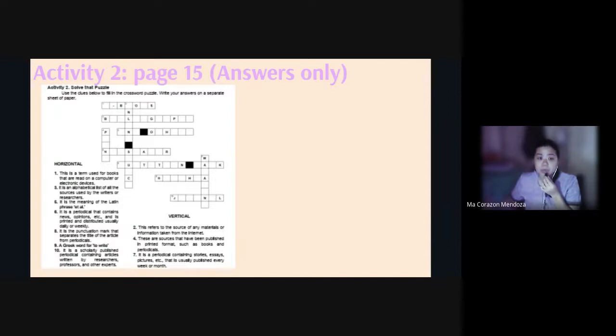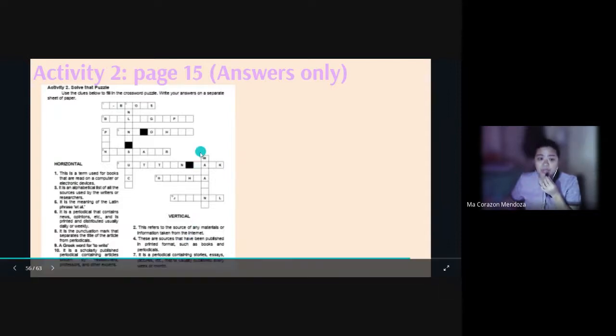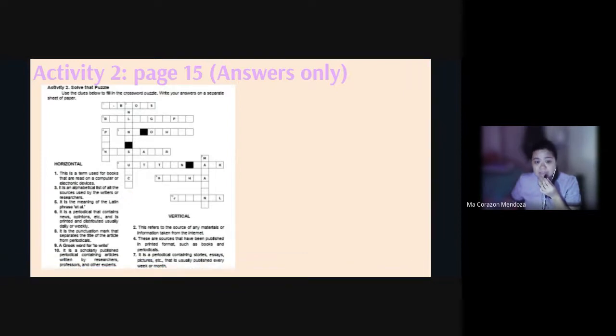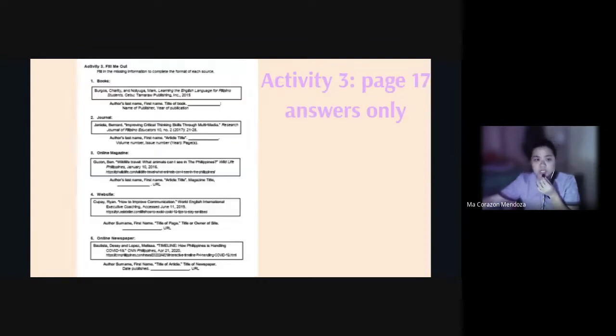And then number 2, this is how you will answer. Number 2 refers to the source of any materials or information taken from the internet, and it's vertical. So what kind of material is that? And then number 3. Your answers will be 1, 2, 3 up to number 10. That's how you will answer activity number 2. You can pause this video as you answer it, and then we will proceed to activity number 3.